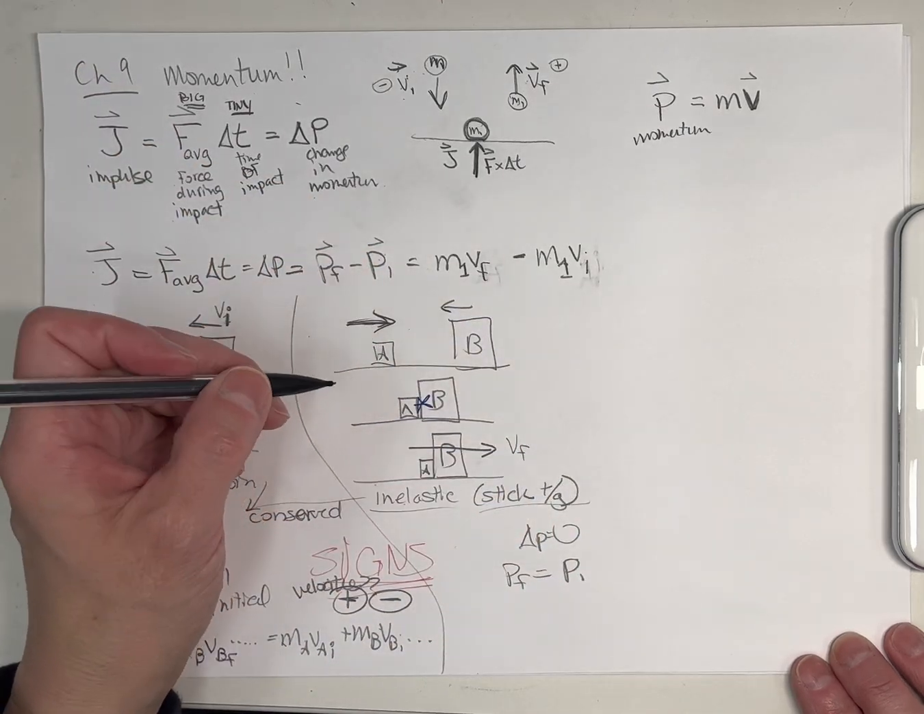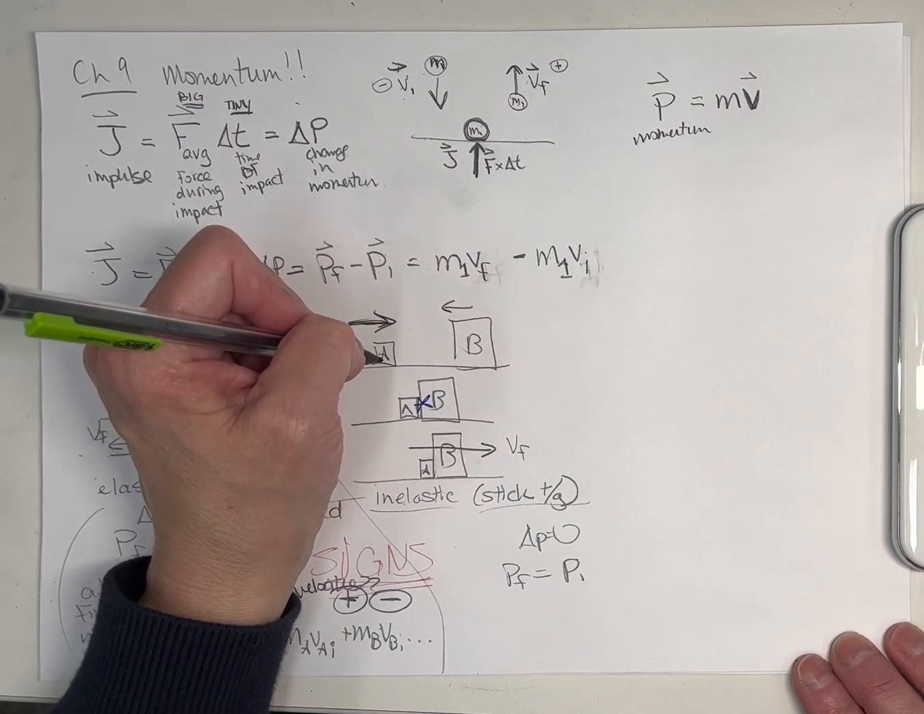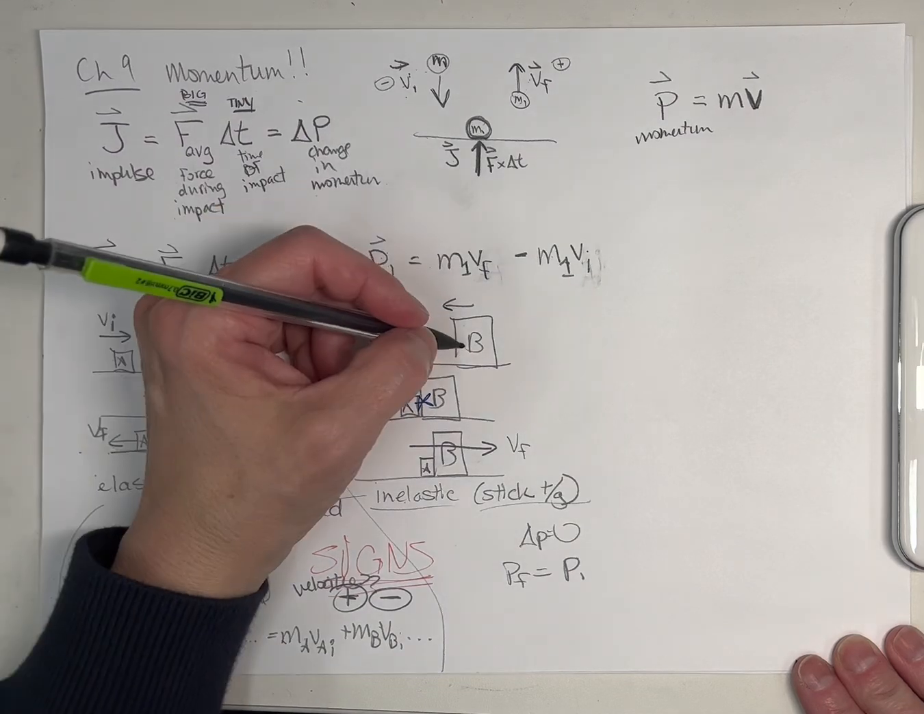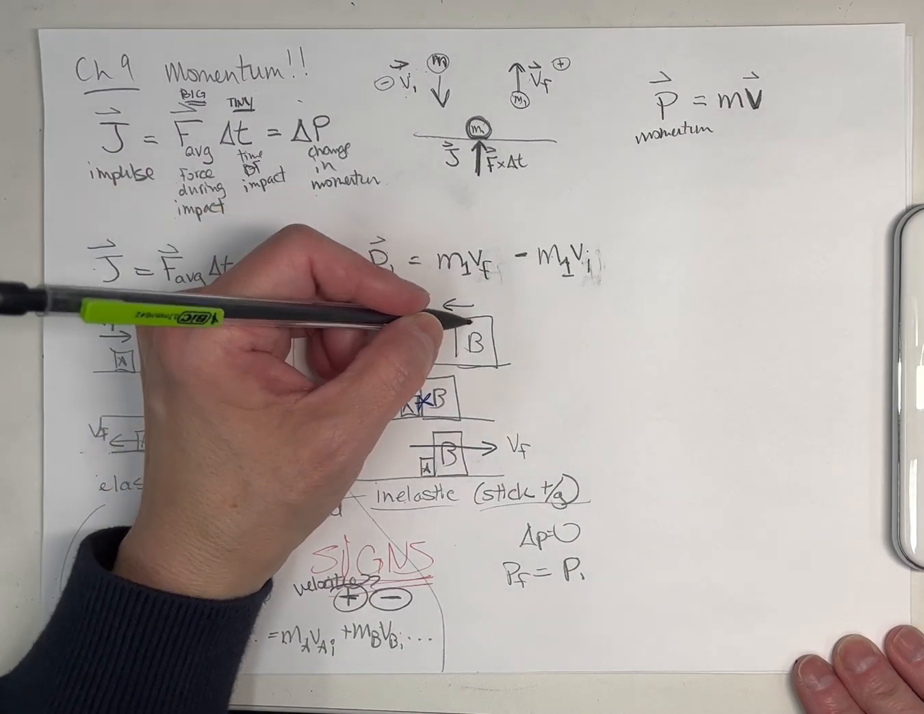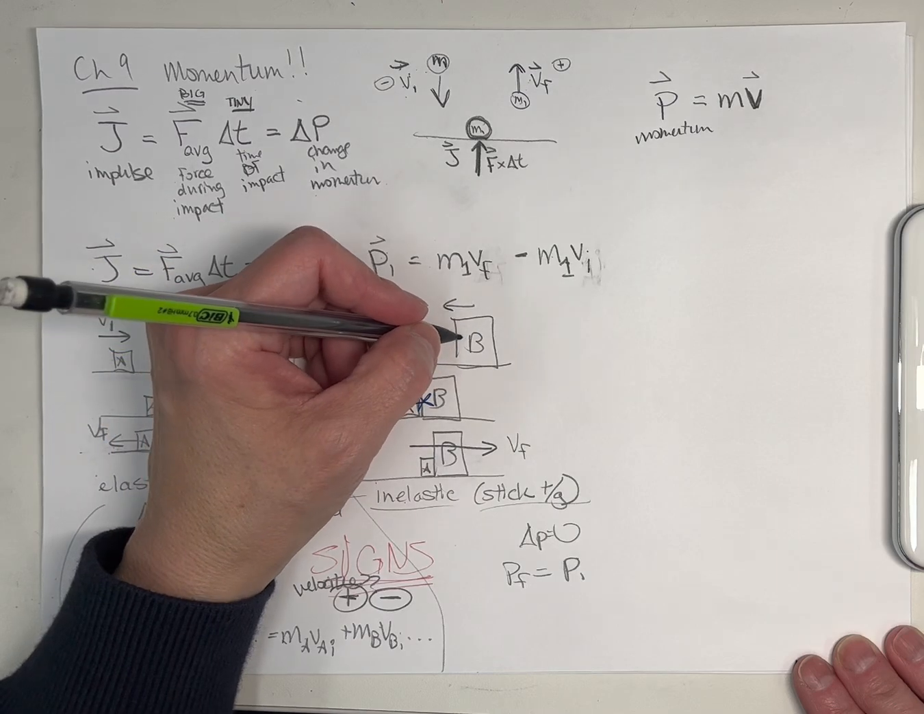I think one of the homework problems is a bird flying this way and a bug flying this way. The bird eats the bug. I think there's one where there's a train car moving and then a whole bunch of materials dumped into the train car. So it's an adding together of those two masses.